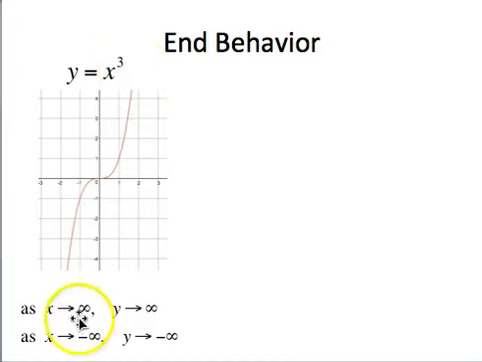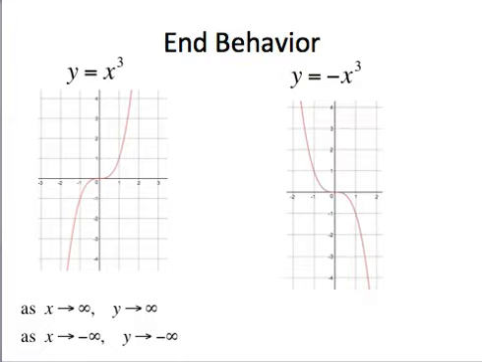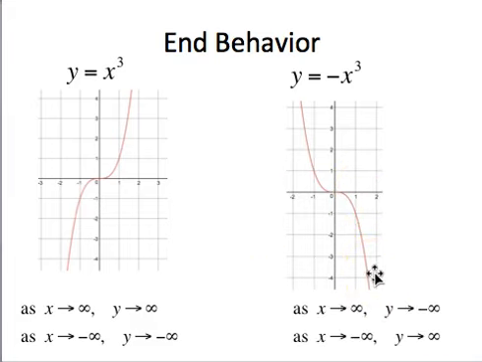Well, let's go ahead and take negative x cubed. What will that look like? So we think of the behavior looking this way. It should go up to the left and down to the right, and indeed, that's what we have. We want to go ahead and express that end behavior using this sort of notation. So as x goes to positive infinity, y should go to negative infinity, and it does. As x goes to negative infinity, y should go to positive infinity.